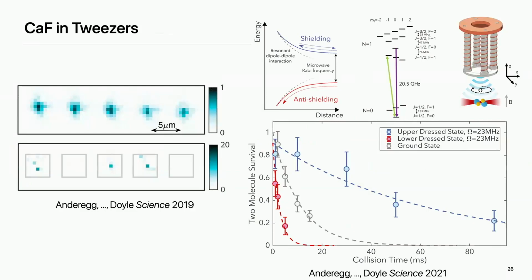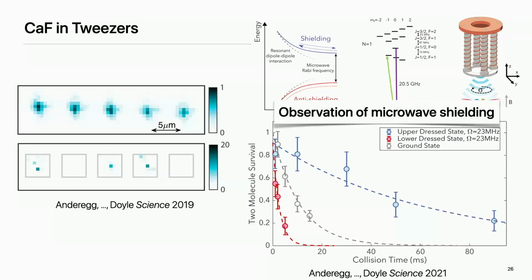And if you apply it at a precise frequency and polarization, you can actually suppress collisions and suppress the rate of reactions of two molecules, right? So if I have individually controlled molecules and bring them together, I can just directly measure the collisional rate by looking at loss, and you can suppress that by changing your reaction pathway appropriately.